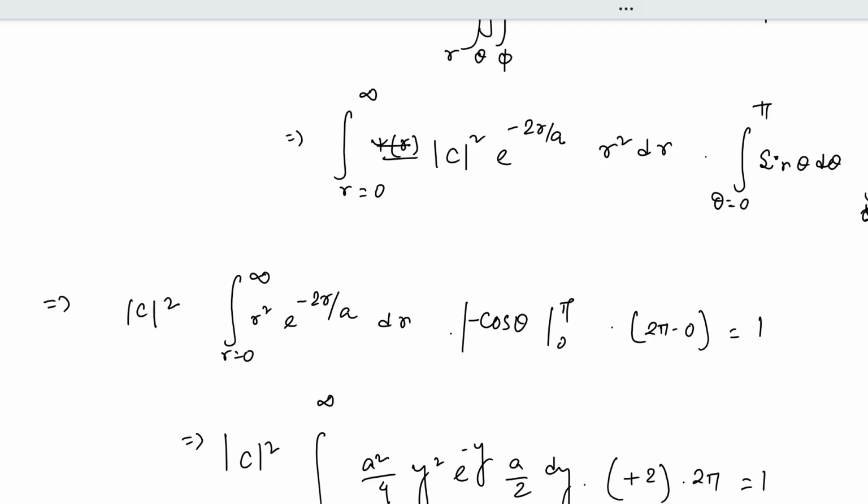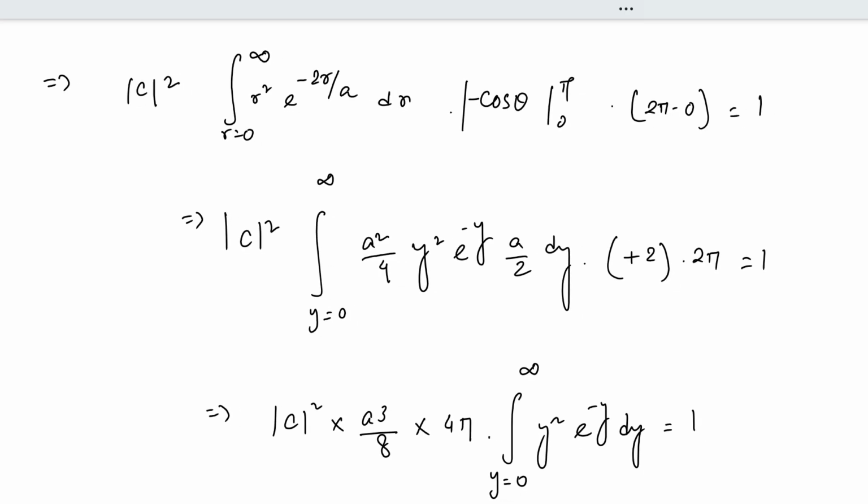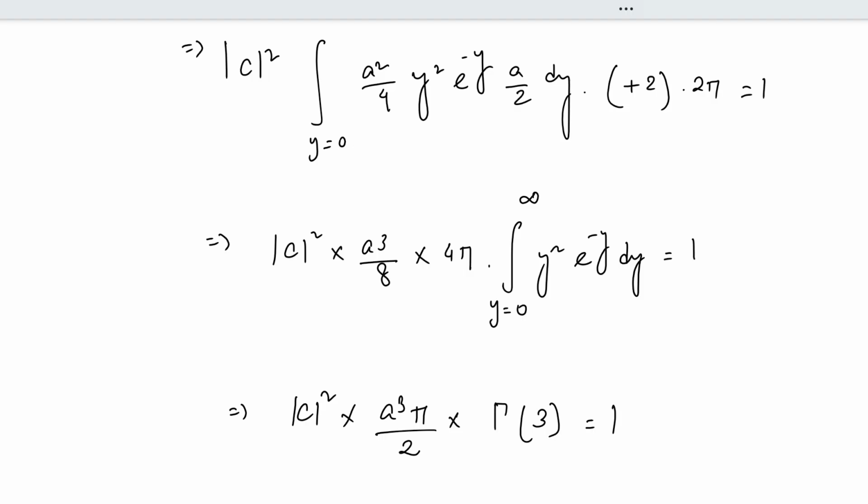So you have |c|² into aq by 8 into 4 pi, y square e to the power of minus y dy, where y goes from 0 to infinity, equal to 1. So here you have |c|² into aq into pi divided by 2 into, this is a gamma function form where e to the power minus y and y to the power n means gamma n plus 1, or gamma 3 basically, which is equal to 1, which is |c|² into aq pi by 2, gamma 3 is 2 factorial, which is 1.